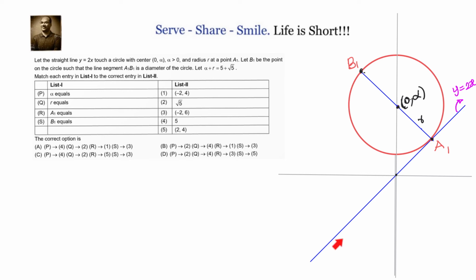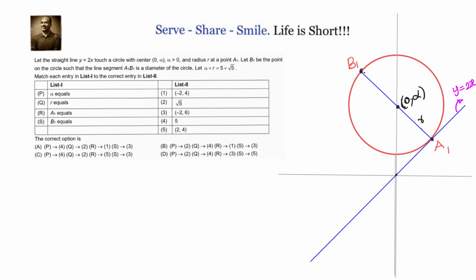The diagram looks like this. We have a line y equals 2x and a circle with center (0, alpha). Alpha is greater than 0, which means the center is on the positive direction of the y-axis. A1B1 is the diameter and the center is O. We haven't labeled it, but we will label it afterwards. O is (0, alpha). Radius is r. So how do we solve this problem?